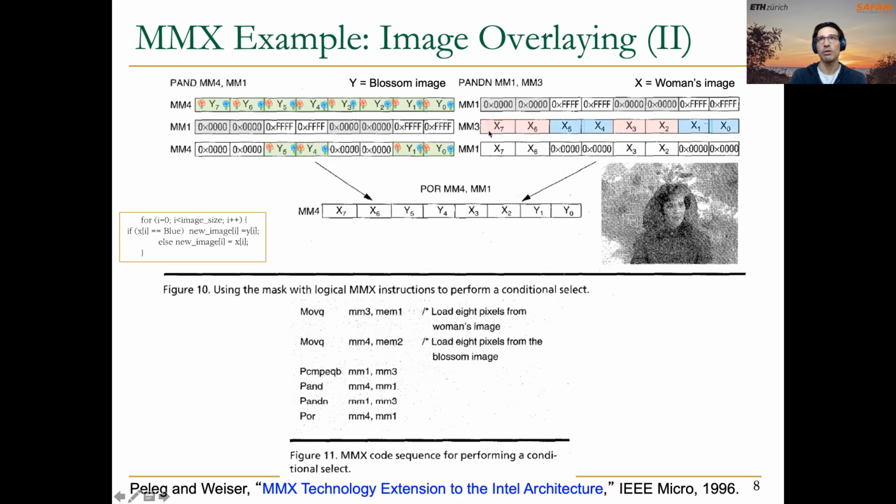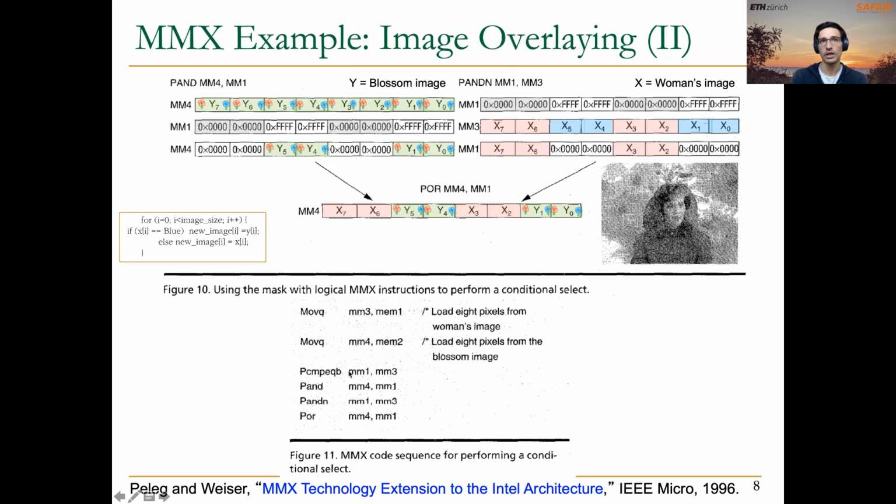So here we have in MM3 pixels coming from image X. Some of them belong to the woman, others belong to the blue background. We perform the AND operation here and we obtain this output in MM1. Now, if you compare MM1 and MM4, you see that we can clearly OR them and have the result in this output array MM4, where we obtain already pixels from the final image with the woman on top of the blossom background. So if you want to write this code, the instructions are relatively simple, relatively packed.